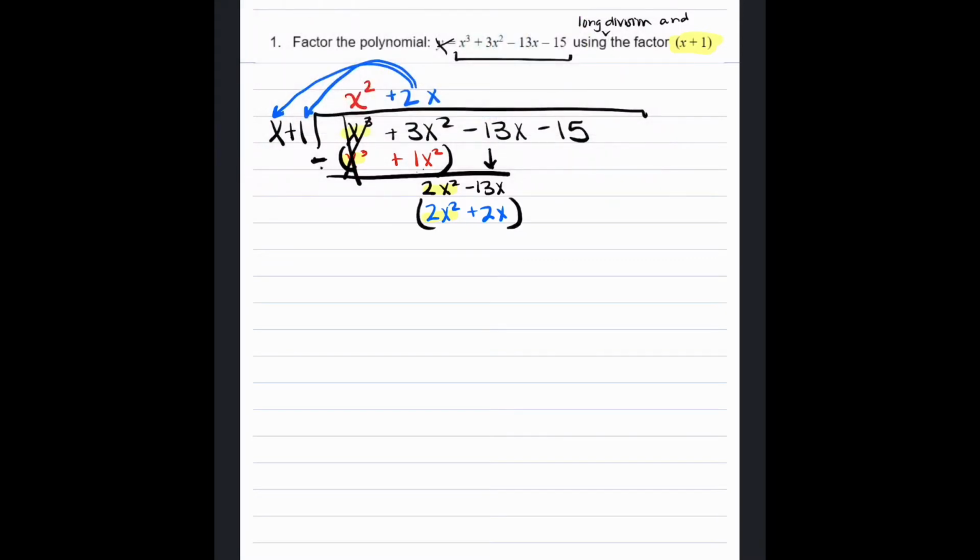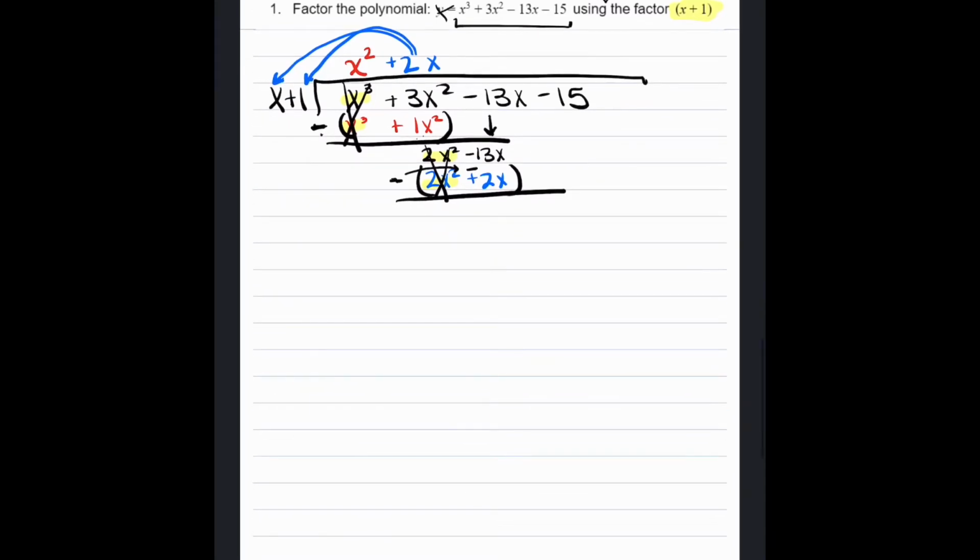Then I'm going to subtract it. 2x squared minus 2x squared cancels. I'm going to bring in this negative sign here, so I write it over here. Now I have negative 13 minus 2. They're both negative, so I add them and keep it negative: negative 13 minus 2 is negative 15x. And I can just bring down the negative 15.